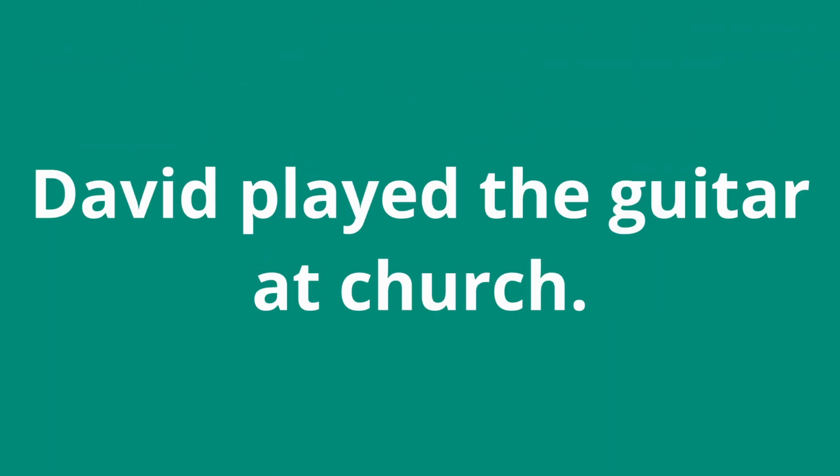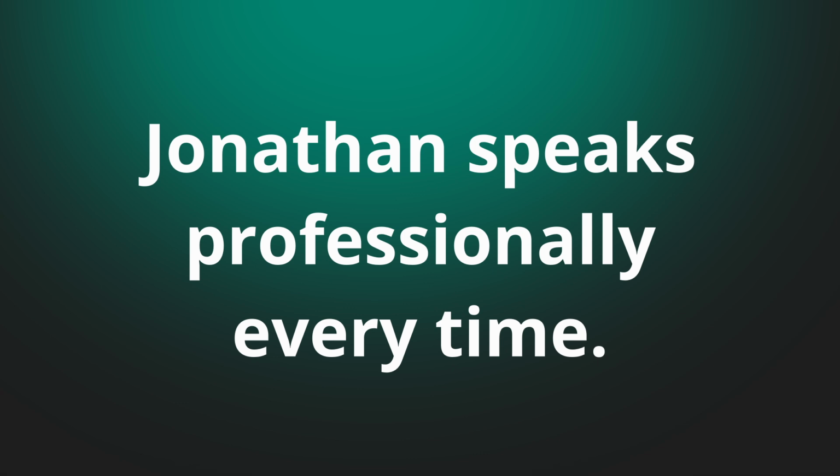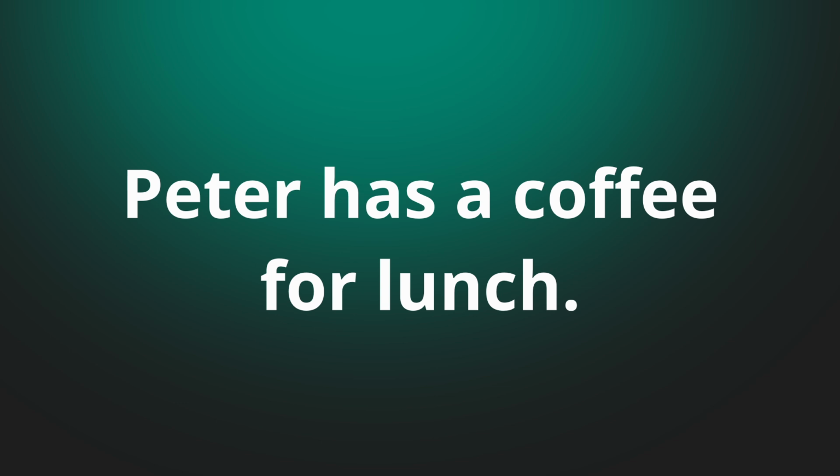David played the guitar at church. The verb played shows action. David played the guitar. The guitar is the direct object and the receiver of the action. Let's look at another example. Jonathan speaks professionally every time. The verb speaks shows action. Jonathan speaks. Notice there is no direct object, but it is still an action verb. Let's look at another example.